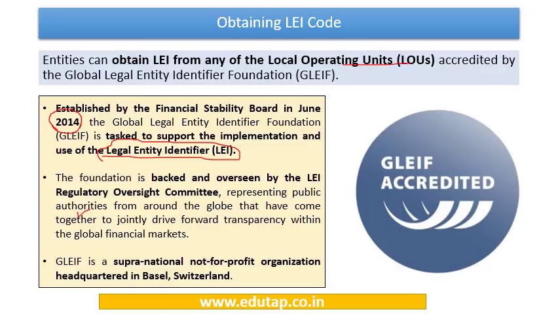And these public authorities have come together to jointly drive towards transparency within the global financial markets. So different countries have come together with the help of public authorities, and now they are working towards financial transparency in the global financial markets. This organization is a supranational authority. So it supersedes the national organizations, and that's why it's above the nations. Its motive is not to make profits, but to ensure transparency within the global financial markets. So this is a not-for-profit organization, and its headquarters are located in Basel, Switzerland.